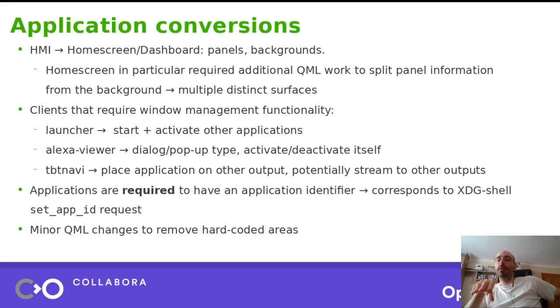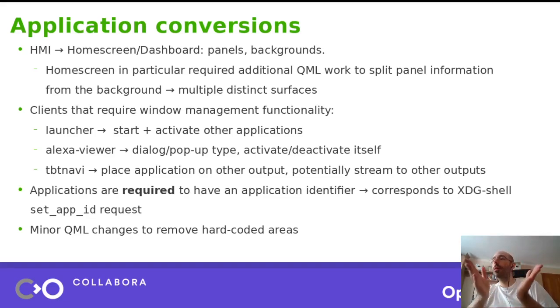Now, the diagram showing the HMI and its distinct surfaces suggests a one-to-one mapping from a surface to a QML, but actually it's the other way around, from a QML to a surface. And the home screen has had a bit of work done to separate that big surface into distinct QMLs, and use the QMLs to create distinct surfaces using the private extension.